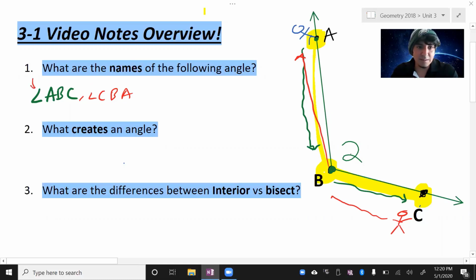So this little part right here looks like a little alligator. That's what we would call an angle. So angle ABC, angle CBA.